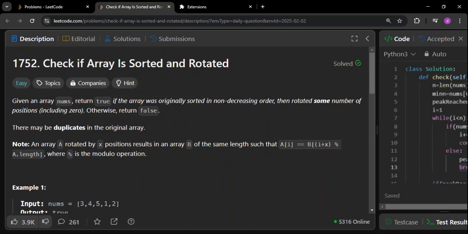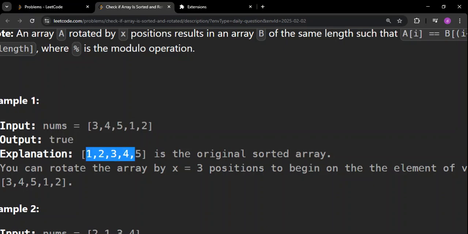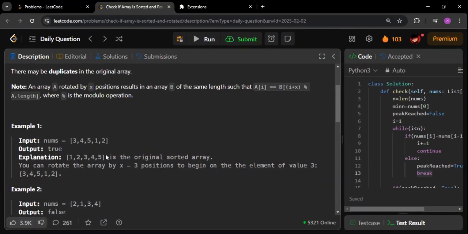Now what they're trying to tell you is to return true if the array was originally sorted in non-decreasing order, then rotated some number of positions, including 0, otherwise return false. So let us say this was the original array. Now see this 1 and 2. What happened is that this whole array was left shifted 2 times. With a left shift, this particular 1 will now come here. One thing I will do is write it and show it to you, which will make it more clear. Now see this part.